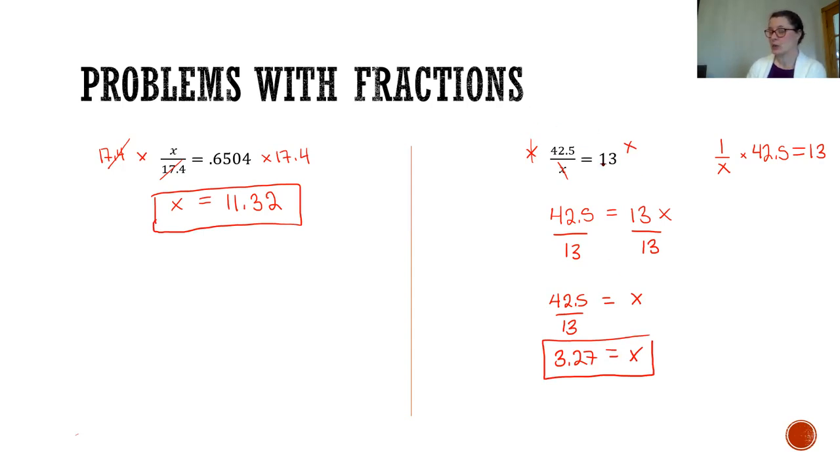Now, you could have done this question like a ratio, put a 1 under the 13. You would have got exactly the same answer. Solve it using cross multiplying. That would be a good way to do it. You've already learned how to do that.